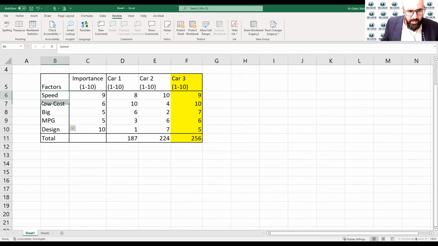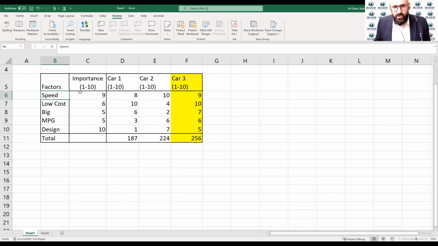I selected speed as important for me. I need my car to be fast. I need my car to have a low cost. I have a limited budget here, so I'm going to go with a low cost. Big, I need my car to be big. Miles per gallon, I need it to be fuel efficient, and I need it to look nice. And I assigned weights to each one of these factors.